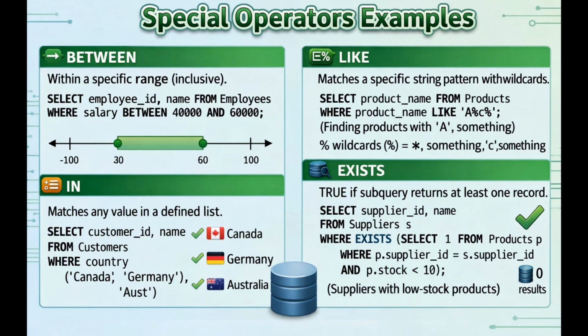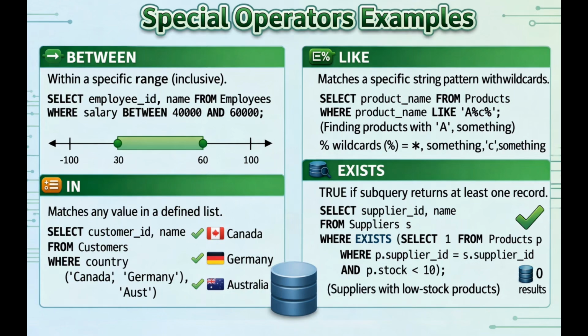Next, we have IN. It allows you to match values from a predefined list. Instead of writing multiple conditions, you can simply use IN to filter records like countries: Canada, Germany, or Australia.